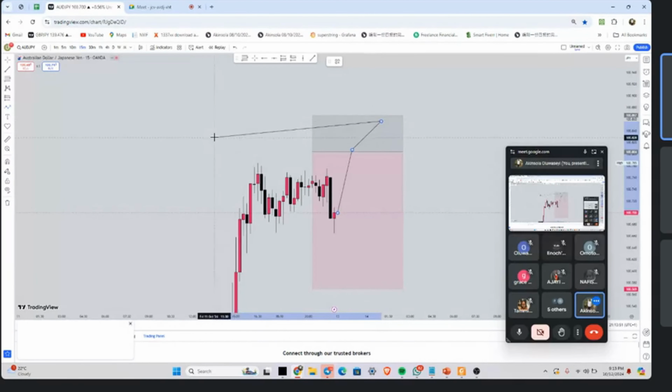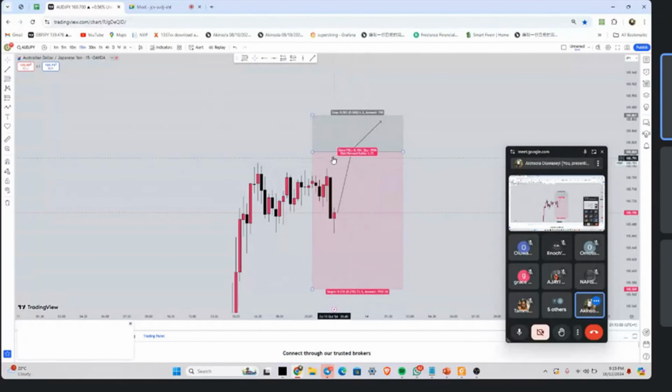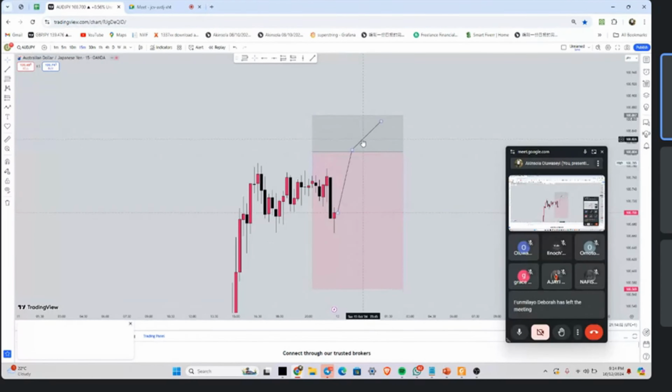So that's just it. You are setting a sell limit that the market has not reached yet. Once the market gets here, it will kick you in for a sell, then it will keep dropping. That's what I mean. Do you get that?